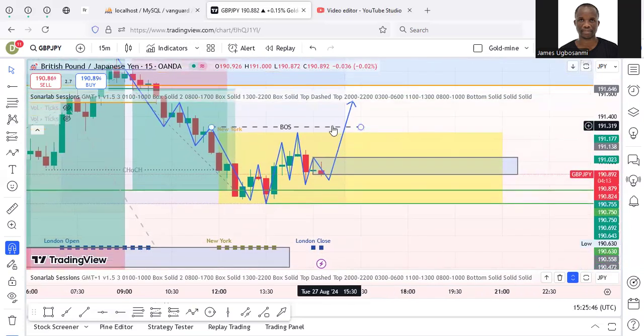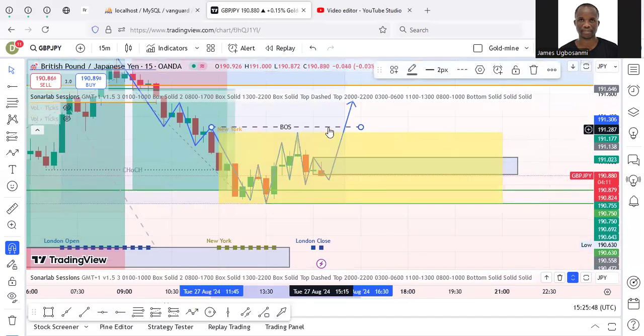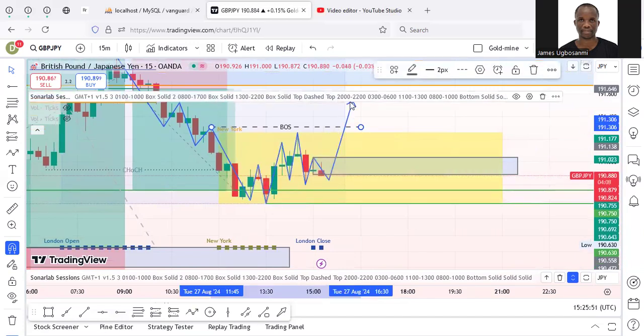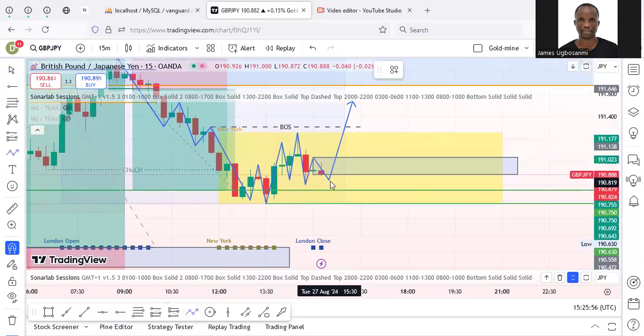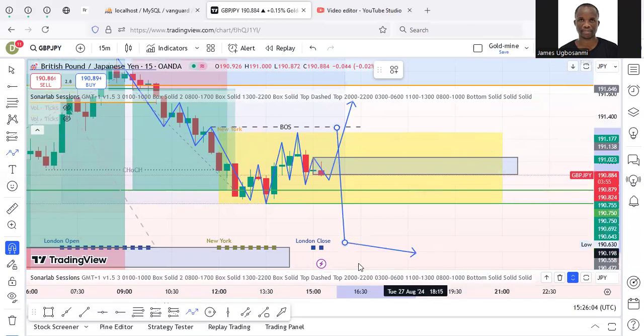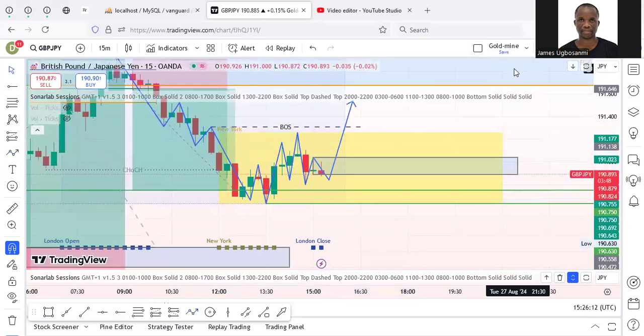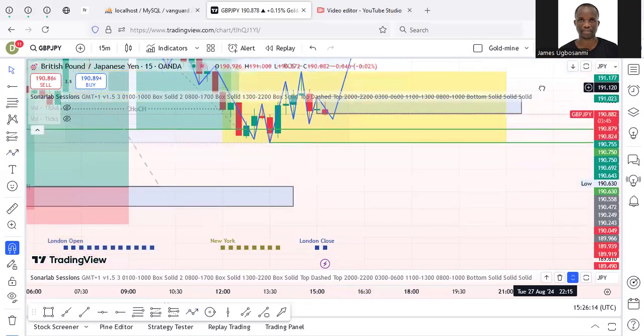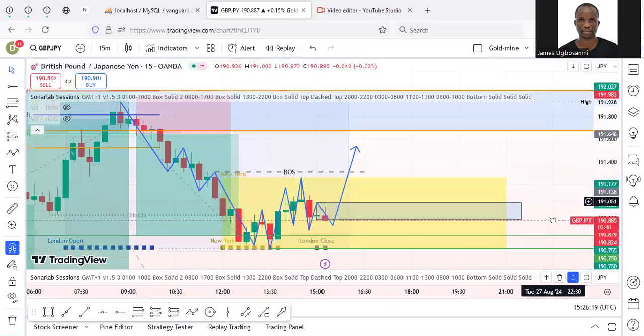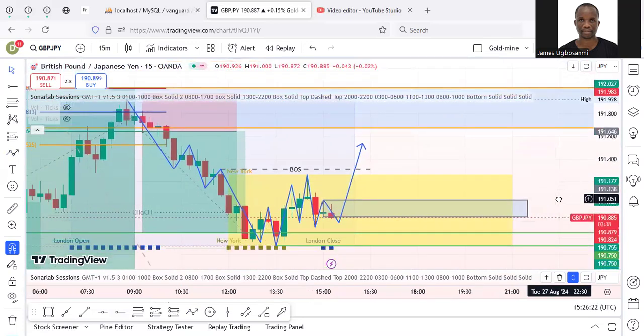If it doesn't break above this price level, that means it will be heading down somewhere here. Let's say if it doesn't break above, it could be heading down towards somewhere here. Down, down, down, before it could take off, maybe reversing somehow. We'll be heading towards this region. So let's just see how it plays out.